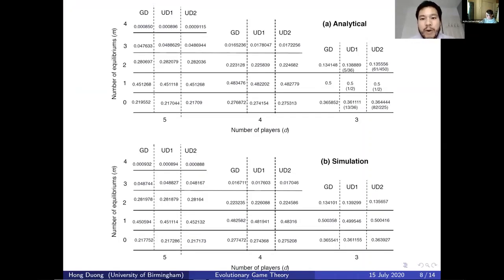Using the formula, which is quite complicated and I do not show here, we compare our analytical results with a simulation, which is shown in this table. The two agree with each other.